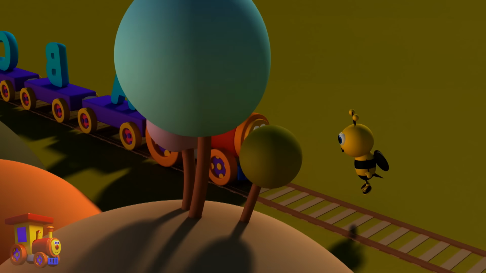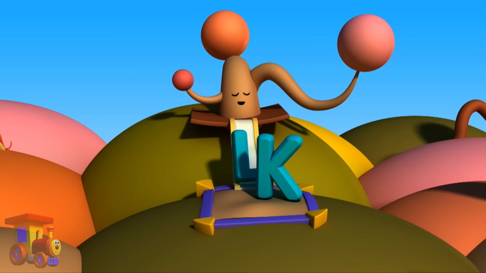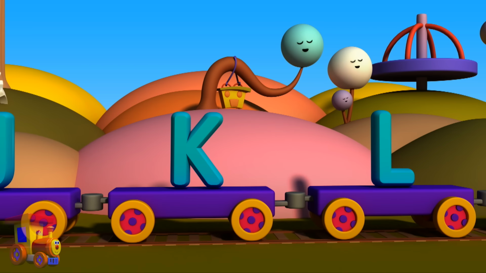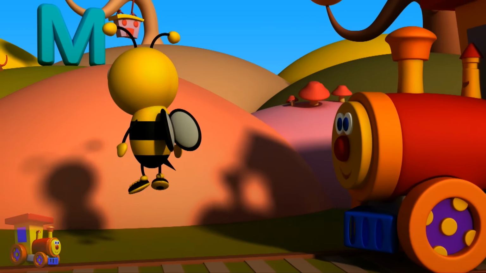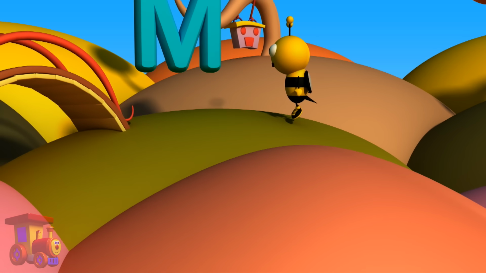Let's look for K. Look, there he is, with L on the slide. I wonder where M is. Look, there he is. Hi, M, do you know where N is? Would you take us to him? Yes.